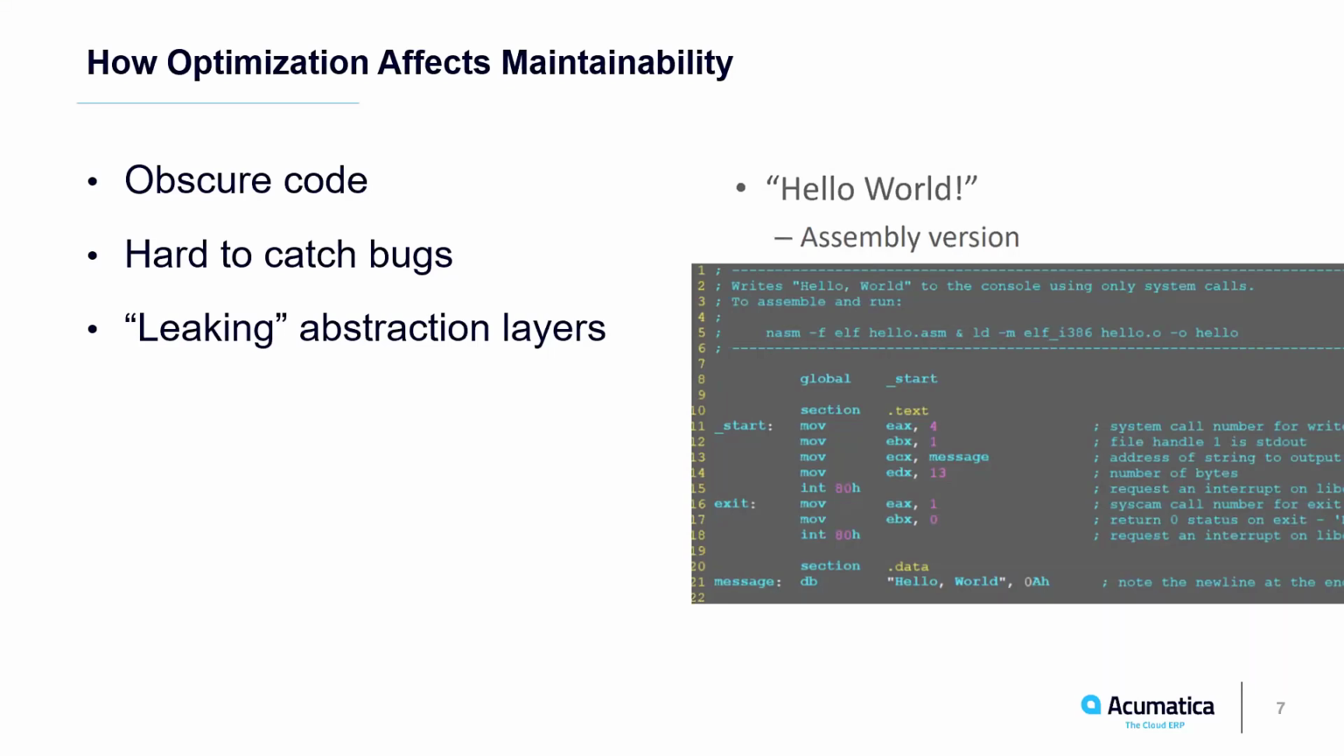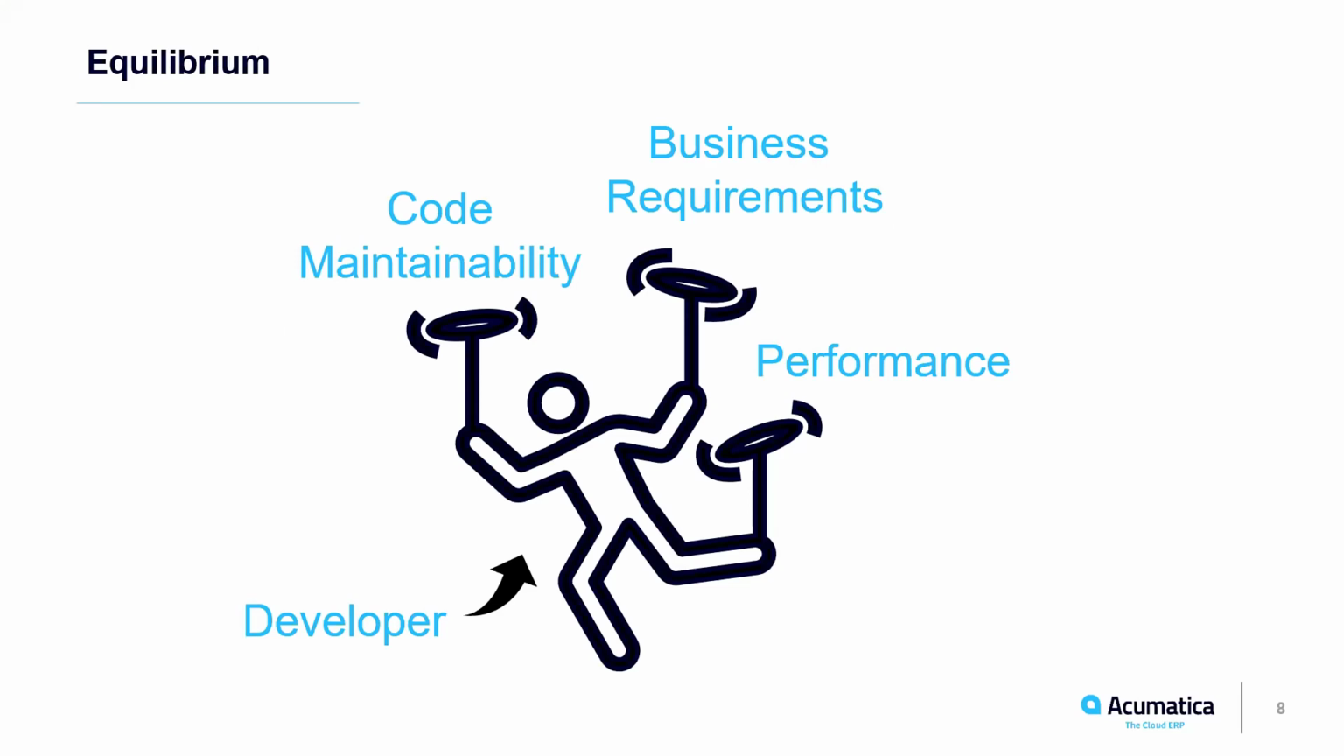So the idea here is that performance optimization is an equilibrium. You need to take into consideration the code maintainability. You need to take into consideration the performance of your application. And you also need to understand the business requirements in order to sometimes even suggest a solution that changes the business requirements a little bit, but is better for performance, right? So the developer is kind of that man on the picture here.